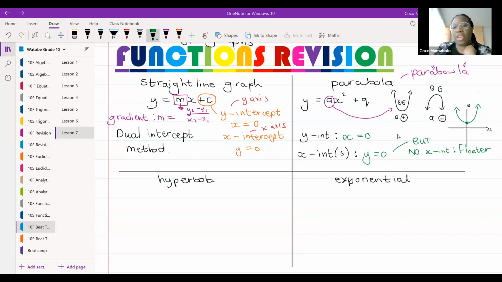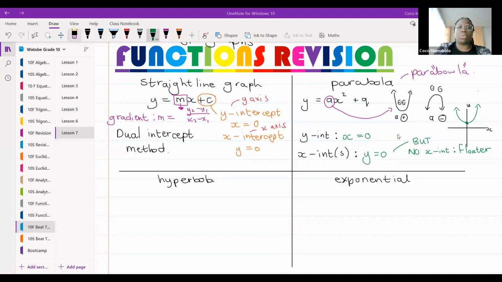Okay, so if you get to this, you try to factorize there and you're trying to take out a common factor and it's just not factorizing, and you can't get any x-intercepts because y is equal to 0, but there's no answer, that means it's a floater. There are no x-intercepts. Or maybe you just calculated wrong. I don't know. But that's basically what we get, right?